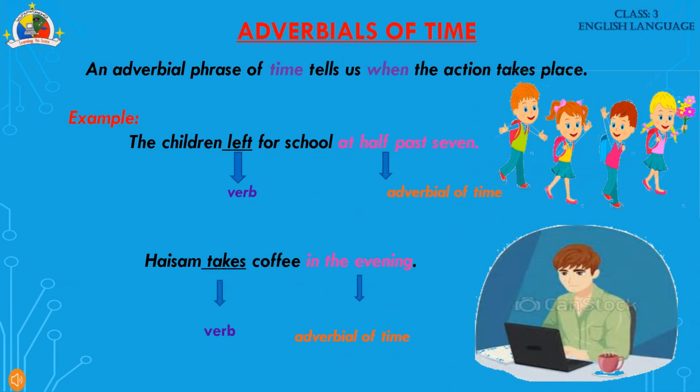Adverbials of time. An adverbial phrase of time tells us when the action takes place. For example, the children left for school at 7:30. Here the phrase at 7:30 is an adverbial phrase of time, as it is telling us about the duration of the action, and duration is expressing the time.